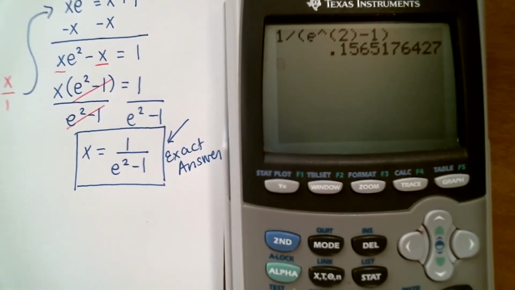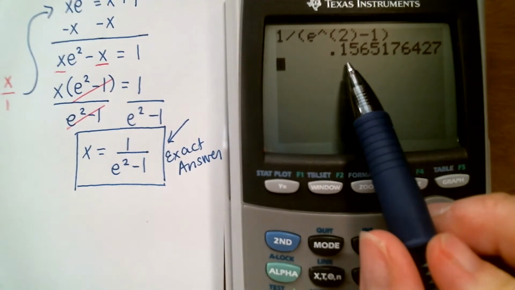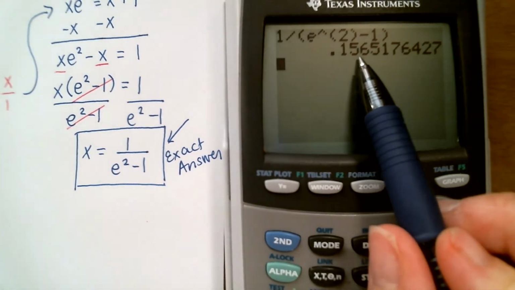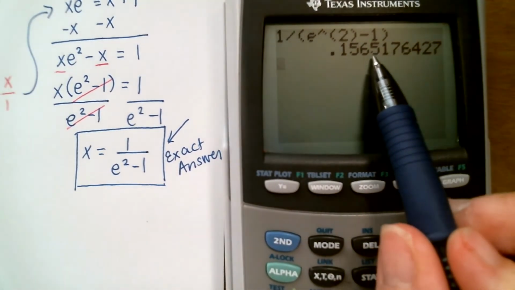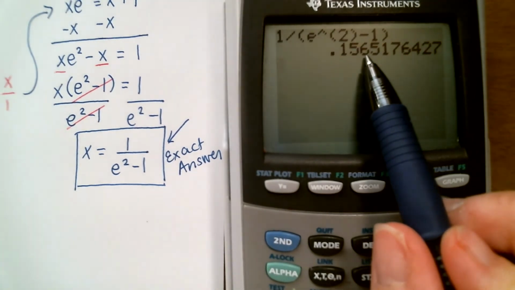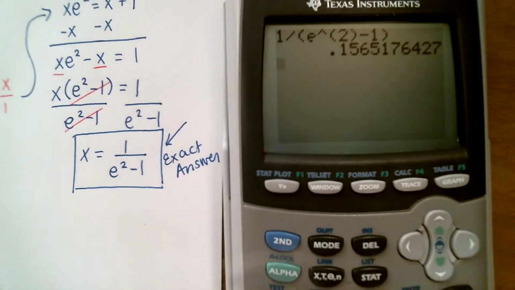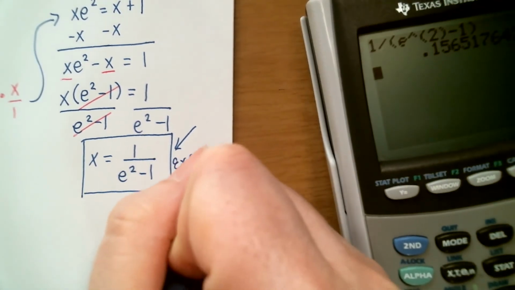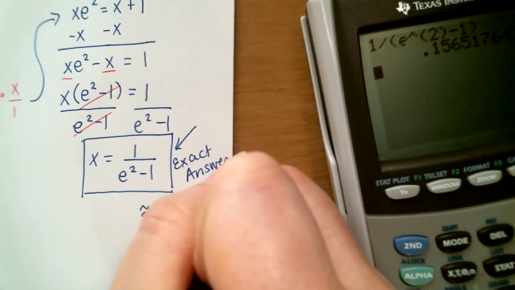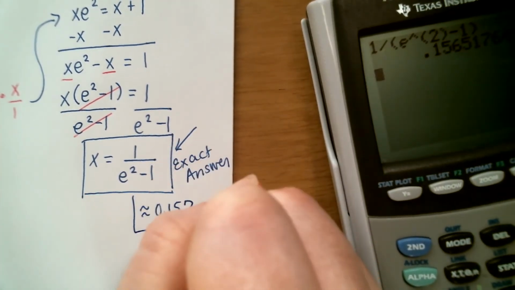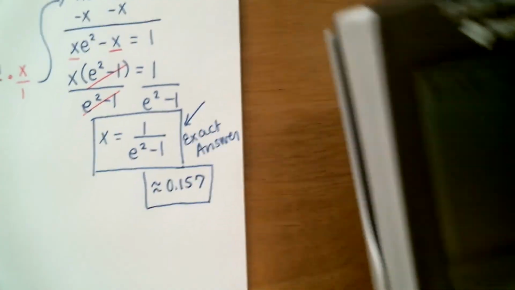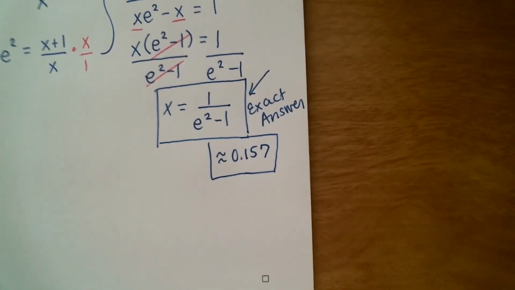So the decimal approximation is very tiny. We're going to round it to 3 places after the decimal. The 6 has a 5 after it, so it will round up to 7. So we're going to say this is approximately 0.157. All right, and that is our decimal approximation.